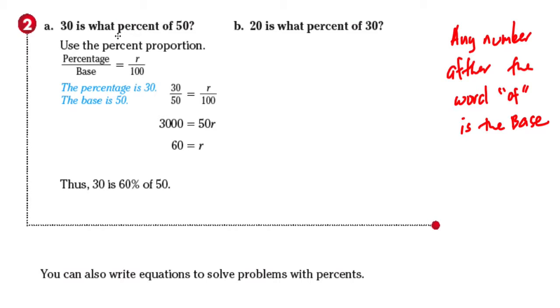Okay, so in this case, 30 now becomes your percentage. The word percent represents rate, not percentage. Don't get confused on that. So if you find your base, which is 50, you can find your percentage, which is 30, and finally your percent, which is your R.